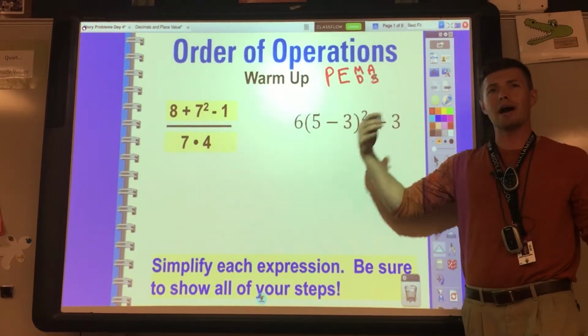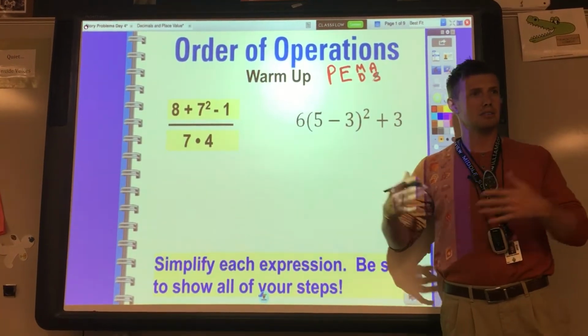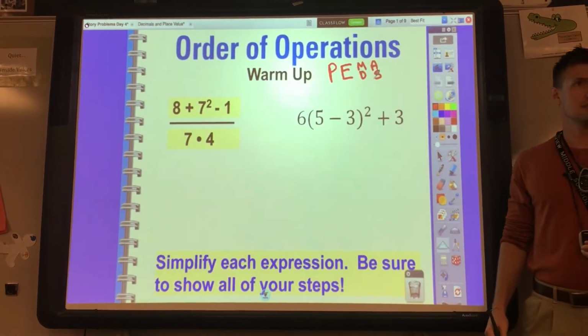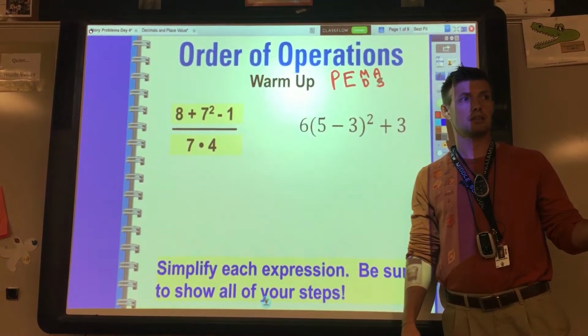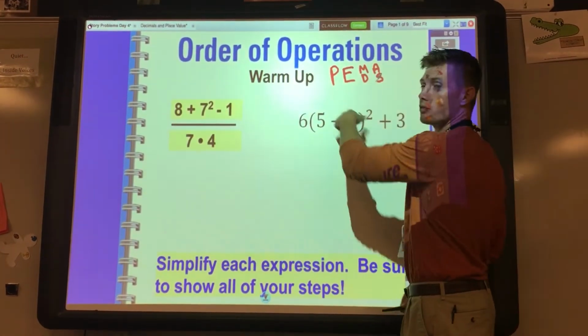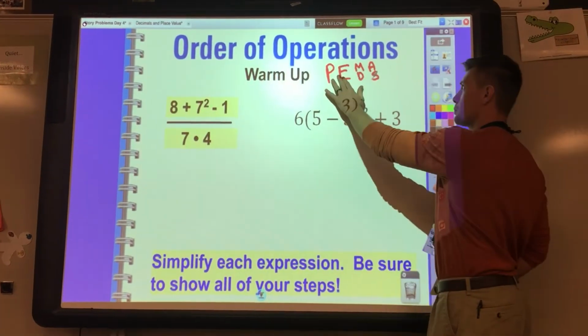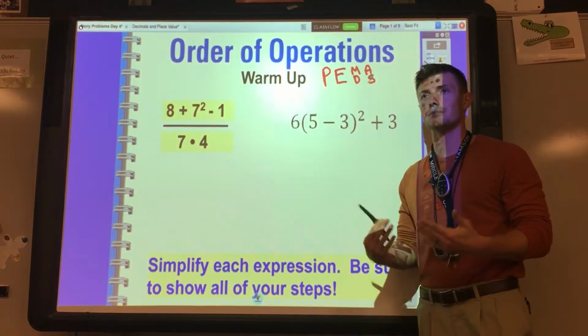Then MD. And why would I write MD up and down? What do you think, Nick? Because multiplication, division, and addition and subtraction are in the same step. Excellent. It's a 4-step process. First, we look for parentheses. Then exponents. Then we look for multiplication and division at the same time.